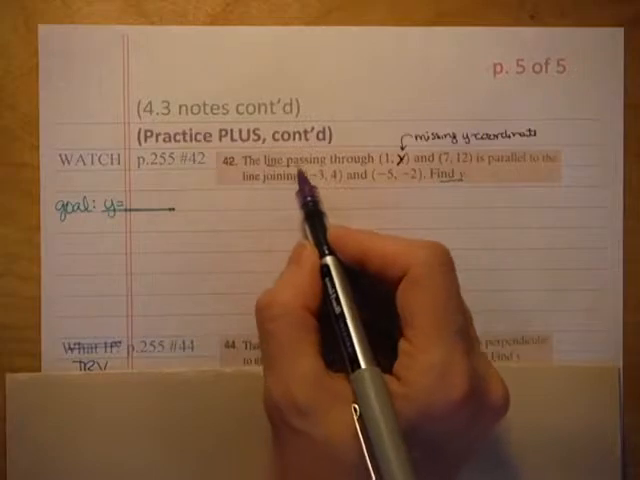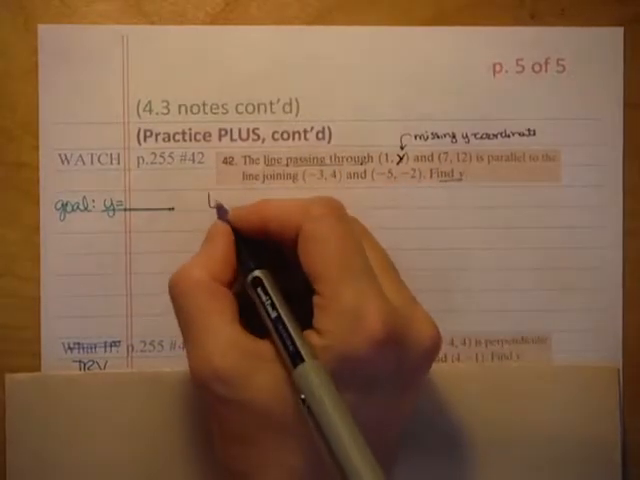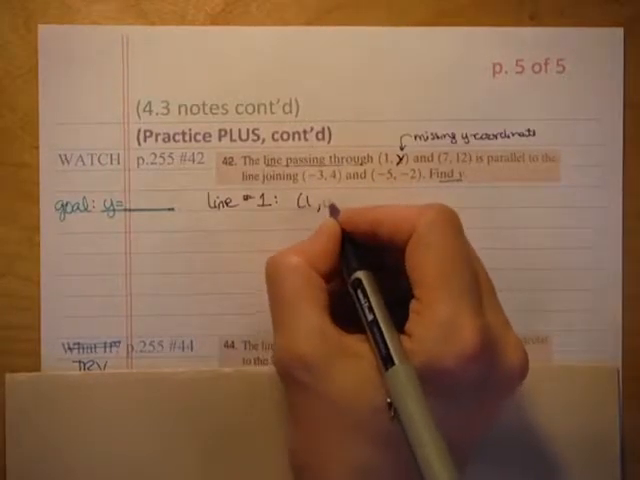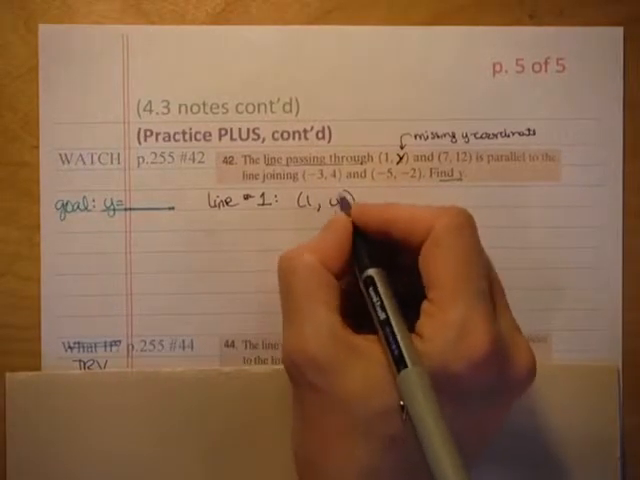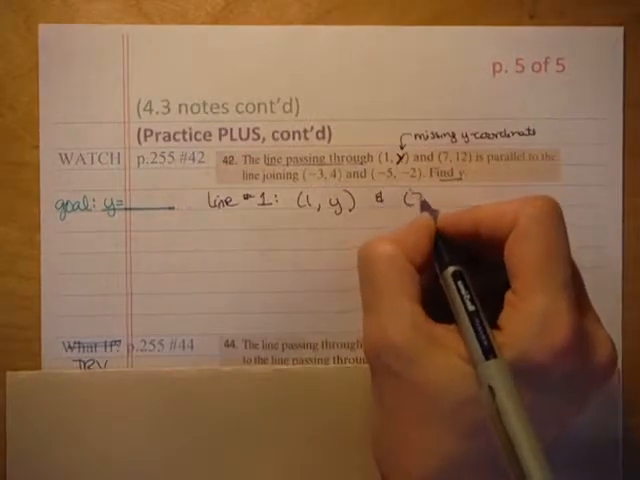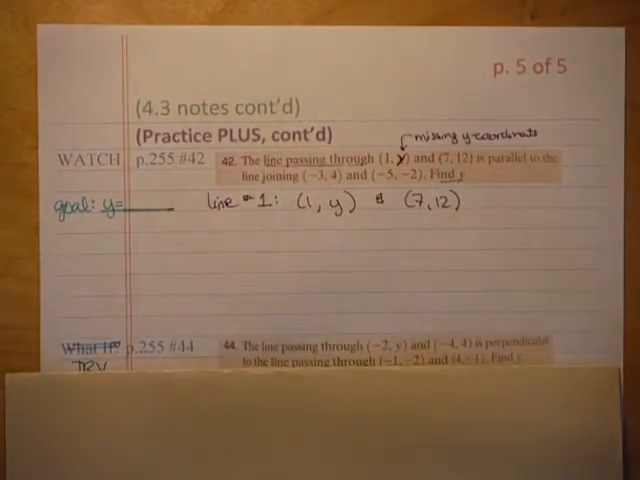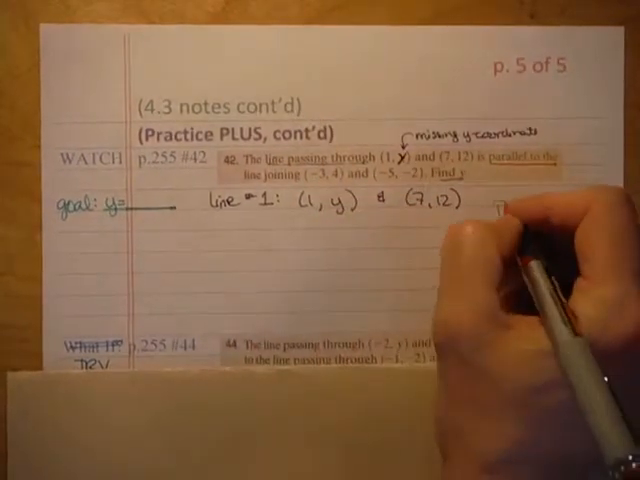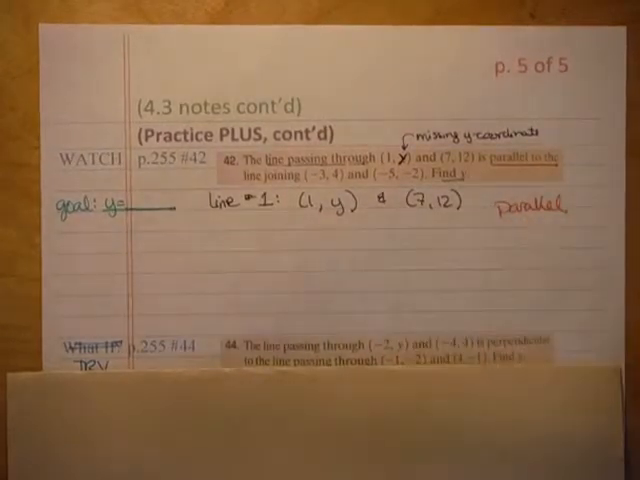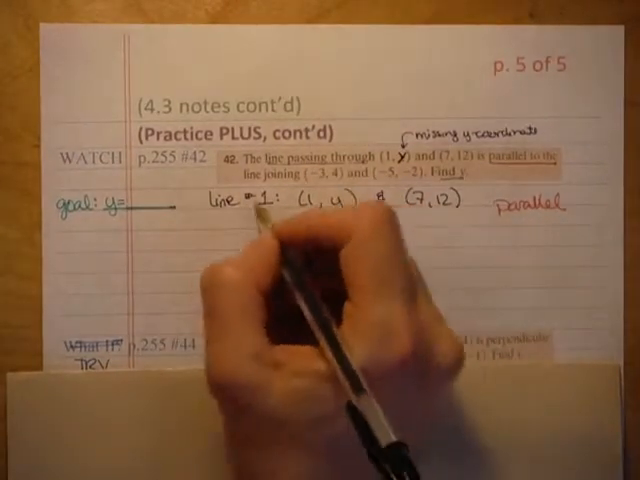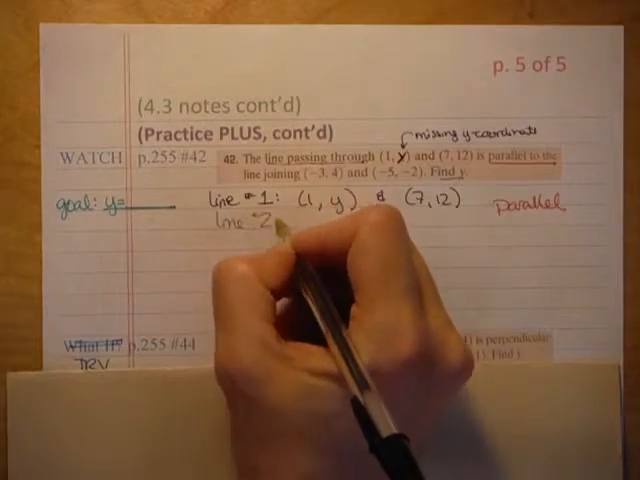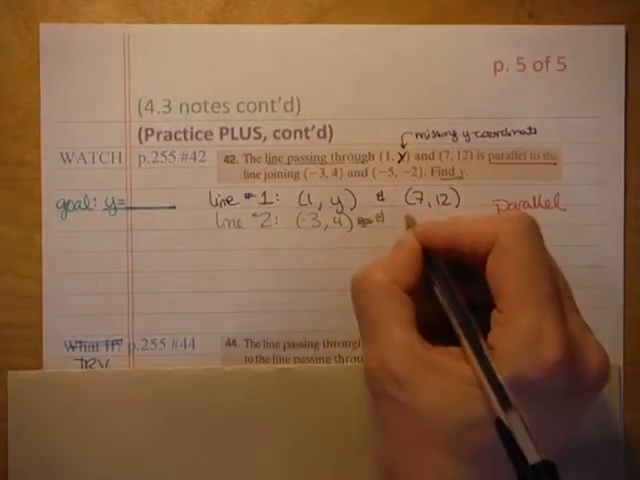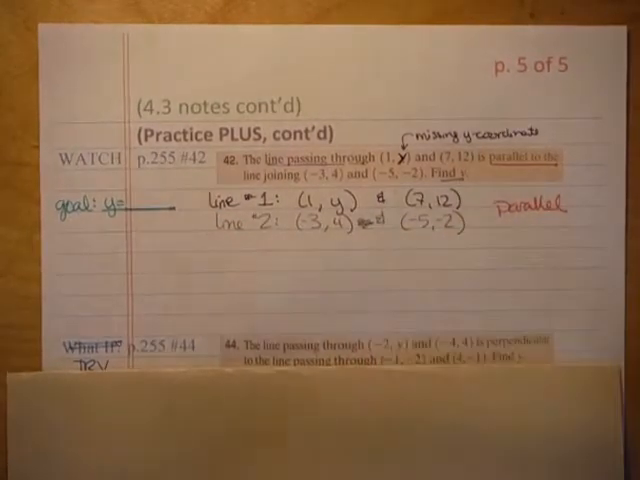It tells me that a line is passing through these two points. So I've got line number 1, and there's two points here. It goes through (1, y). We don't know that, there's some missing number here, and (7, 12). They tell me that it's parallel to the other line, and line number 2 tells me it goes through, or it's joining, these two points. Line number 2 goes through (-3, 4) and (-5, -2). Find y.